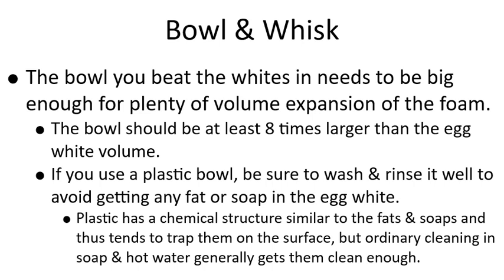The bowl you beat the egg whites in needs to be big enough to allow for plenty of volume expansion of the foam. The bowl should be at least 8 times larger than the egg white volume. For example, to make the meringue this week, you'll use 4 egg whites with a volume of roughly half a cup. This means that your bowl needs to be at least 4 cups, that is 1 quart, and a little bigger would be a little bit better to reduce the likelihood of spilling. If you're using a plastic bowl, be sure to wash the bowl well with soap and then rinse it quite well to avoid getting any fat or soap into the egg white.